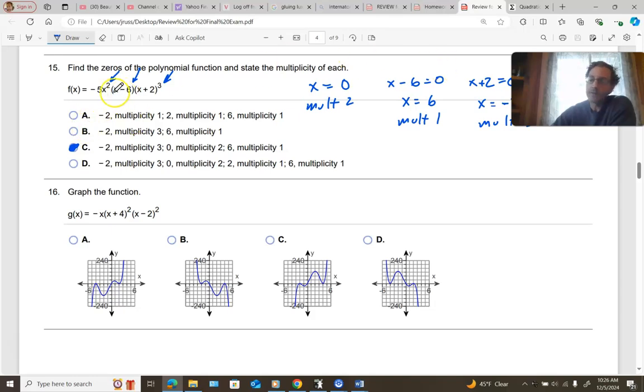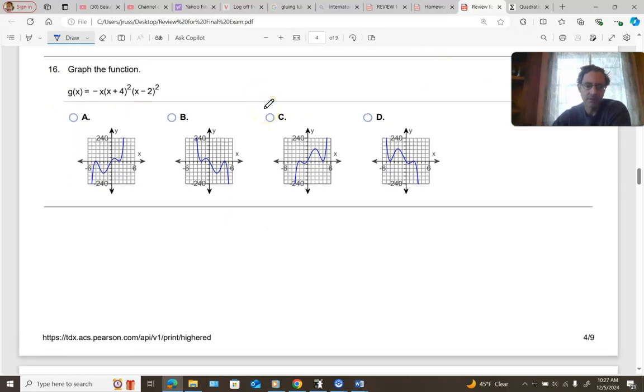You could also graph this function, because remember, it'll cross the x-axis when the multiplicity is an odd number. Of course, that doesn't really tell you what the multiplicity is. It just tells you it's an odd number. Anyway, you could still do it because you have limited choices here, so you could do process of elimination.